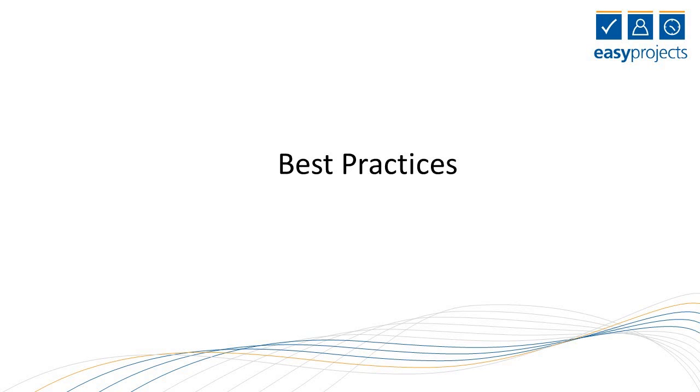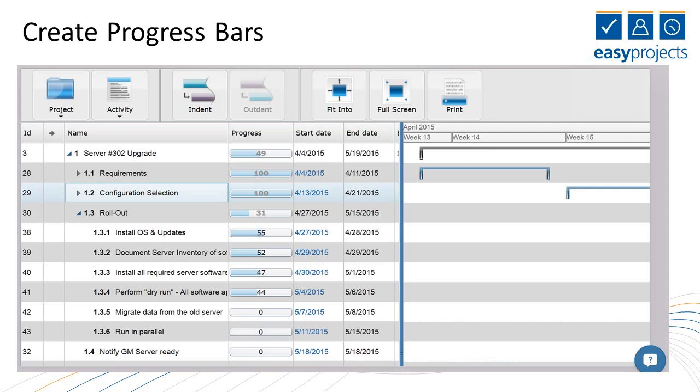Here are some best practices. These are 3 ways to make sure that you're using a Gantt chart effectively. First, keep track of your progress. Having an up-to-date progress bar for all your tasks on the Gantt will help you quickly see if you're going to be on schedule, and if not, what other tasks are going to be affected.